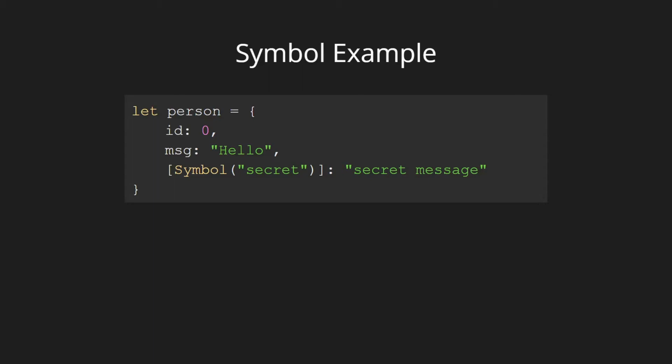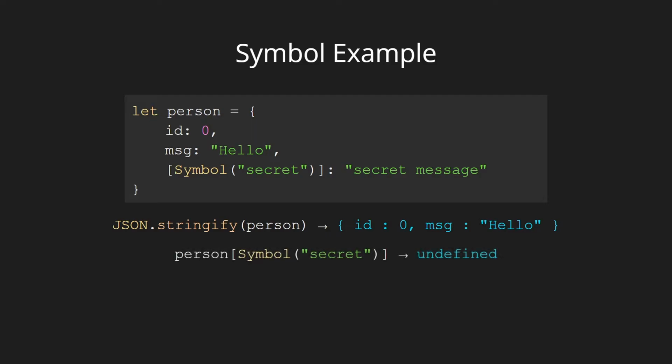Here, I've created a person object with three keys, ID, message, and the symbol secret. If I were to stringify this JavaScript object using JSON.stringify, it wouldn't include the symbol key-value pair. That's because JSON.stringify iterates over the keys in the object, and as we just learned, symbols are not enumerable. If we try to access the symbol key using the following, we would get undefined. Remember, symbols are unique. Calling symbol secret generates a new symbol, which is different from the key inside our person object.